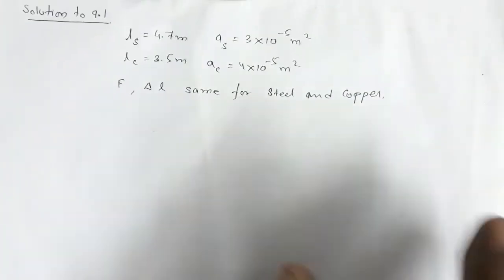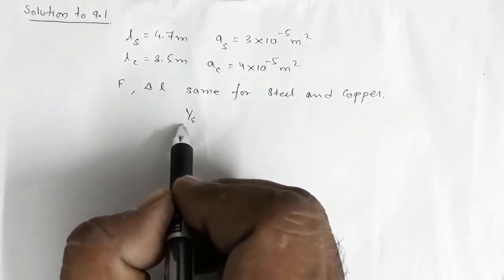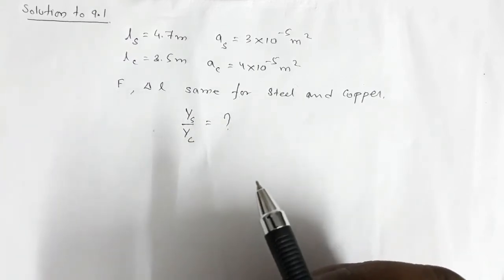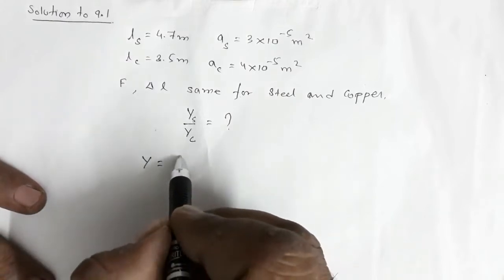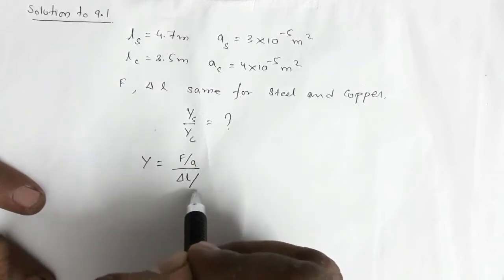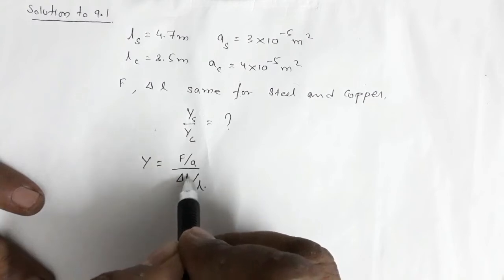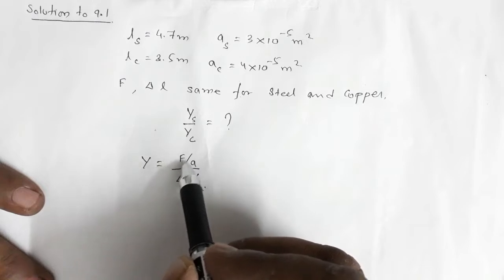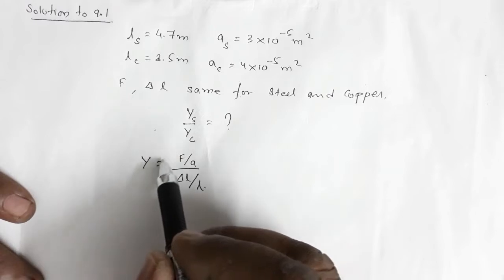Now we have to find the ratio of the Young's modulus. We are asked to find the ratio of the Young's modulus of steel to Young's modulus of copper. Now we know that Young's modulus is the ratio of longitudinal stress to longitudinal strain. Stress is force per unit area, this is restoring force per unit area, and strain is change in length by original length. Now under normal condition, we know that the restoring force is equal to the deforming force or the load. So this is the expression for Young's modulus.